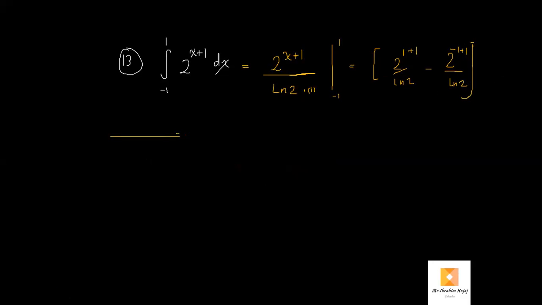Mister, my total came out 4.32. Yes, so you have what? 2 to the power of 2 over ln 2, and then here minus 2 to the power of 0 over ln 2. Yes, 4.328. Yeah, correct.